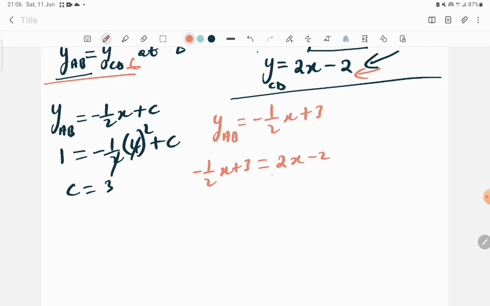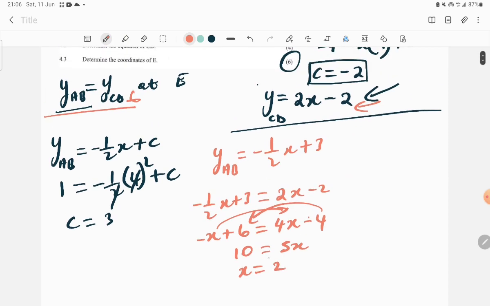Then, to simplify, we can just multiply both sides by 2 through all the terms, which gives negative x plus 6 is equal to 4x minus 4. After that, we can take this x to the other side to get 5x. Then we take this negative 4 to this side, and we get 10. Then we end up having x equal to 2.